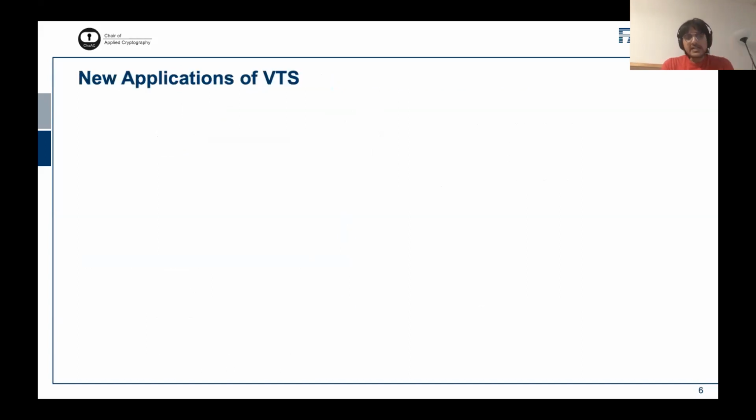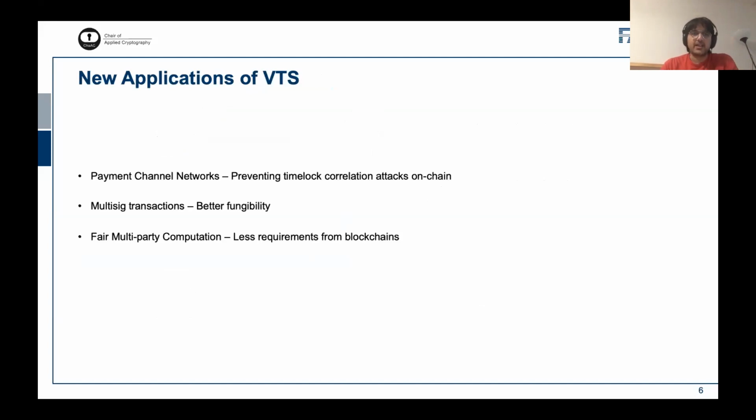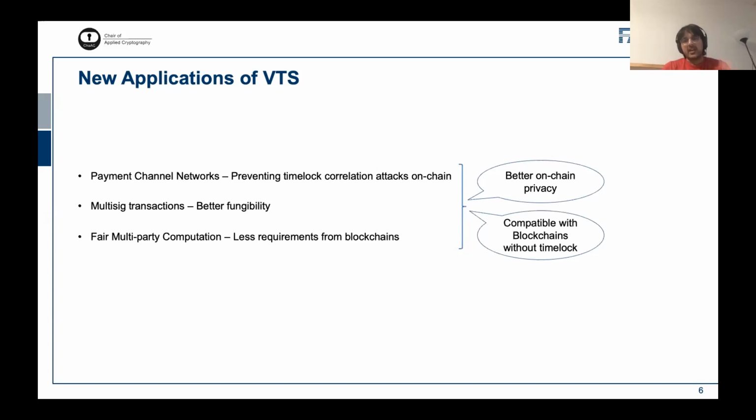Okay. As I said, we identified some new applications, namely in payment channel networks, multisig transactions, and fair multi-party computation. And in all these applications, the common theme that you get from using VTS, or verifiable timed signatures, is that you get better on-chain privacy, and you make these applications compatible with many blockchains that do not offer special scripting functionalities like time lock transactions, etc.